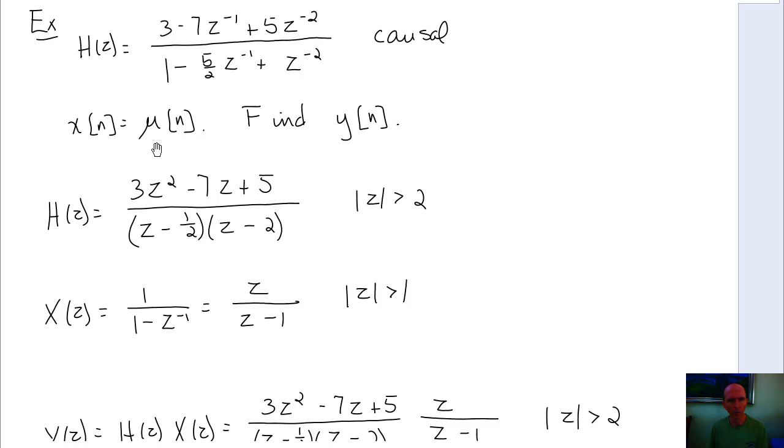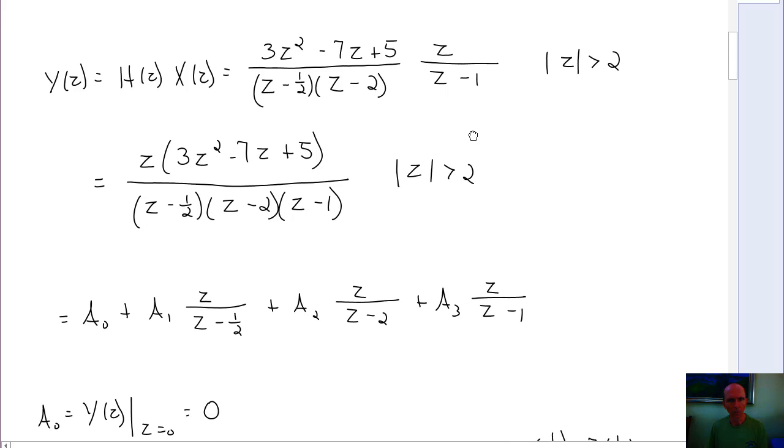Now they tell us also that the input is a step function. So I take the z transform of x(n) to get X(z). I can do it like this or multiply by z in the numerator and denominator. And I know that the region of convergence is |z| greater than 1. Now, we need to find the output.